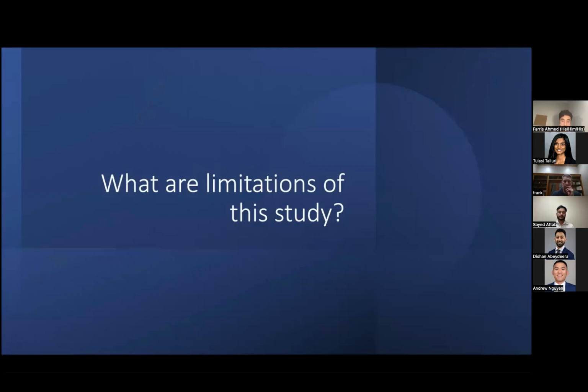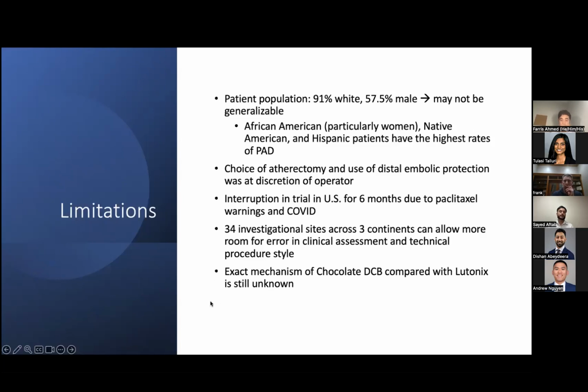And to go over some of the limitations of this study, what I noted was that within the patient population, 91% were white and 57.5% were male. That may not be generalizable to the majority of patients that are affected by critical limb ischemia. What I found was that African-American patients, particularly women, as well as Native American and Hispanic patients, have the highest rates of peripheral arterial disease. We also noted the choice of atherectomy and the use of distal embolic protection was at the discretion of the operator. There was also an interruption in the trial in the United States for 6 months due to paclitaxel warnings and also COVID-19.